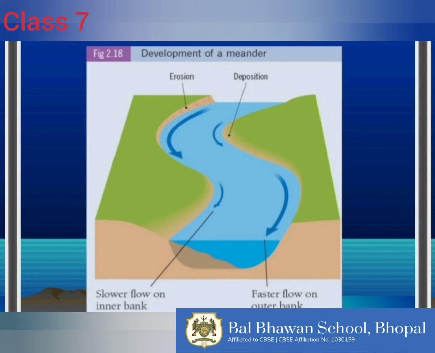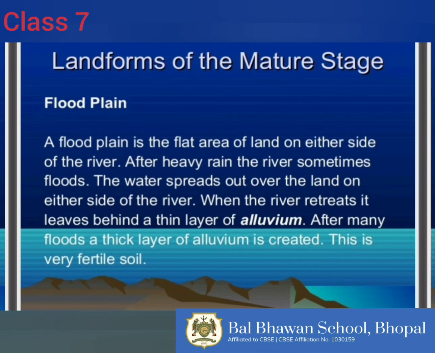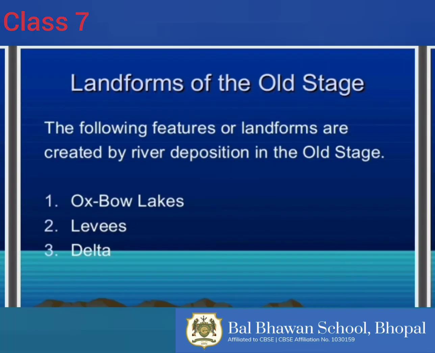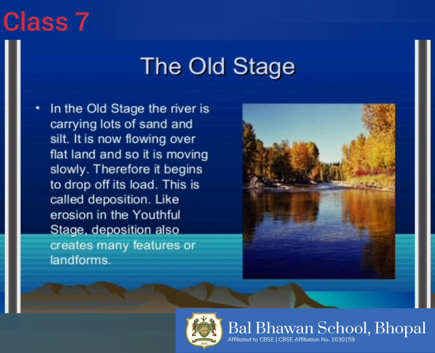In due course of time, the river is able to cut the strip of land between the two loops and take a straight course. The circular loop that is left behind, completely cut off from the main channel, forms an oxbow lake. In the floodplains, the coarse materials are deposited along the banks of the river. Thus, long ridges of low height are formed along the banks. These are called natural levees.